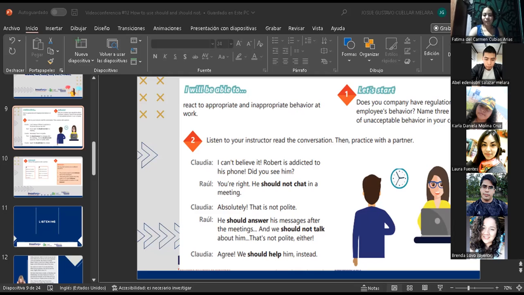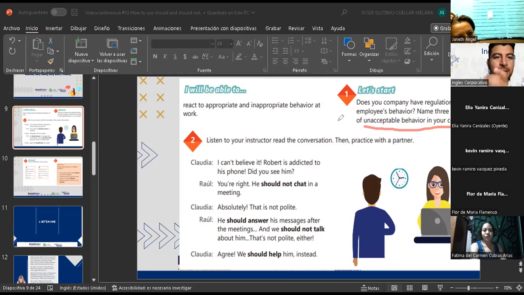Okay, Fatima. ¿Qué comportamiento sería inaceptable en tu compañía? Unacceptable behavior. Think about attitudes or situations, actitudes o situaciones por las cuales han despedido a alguien. Reasons why anybody has been fired.